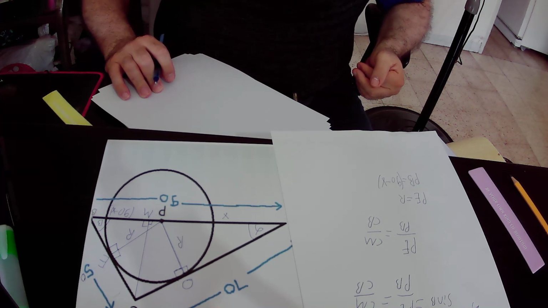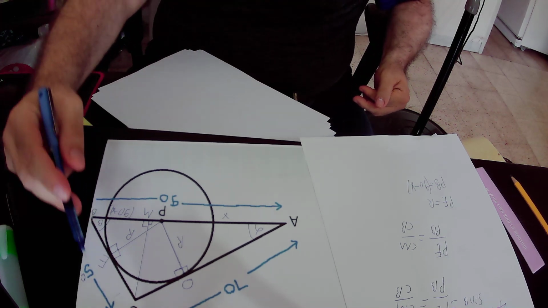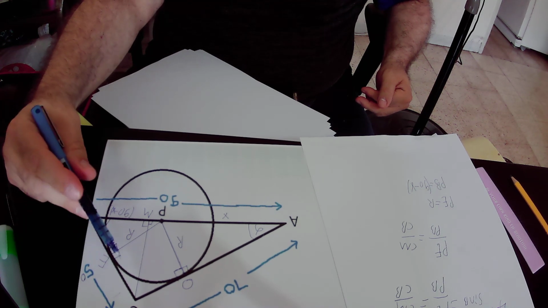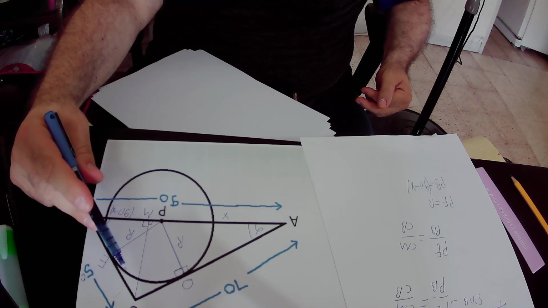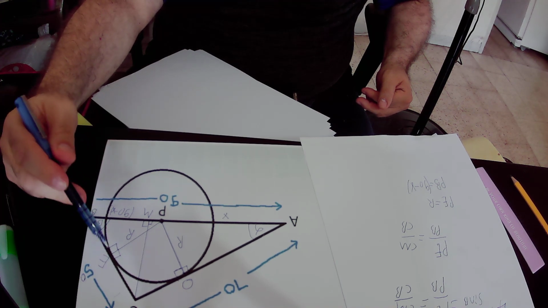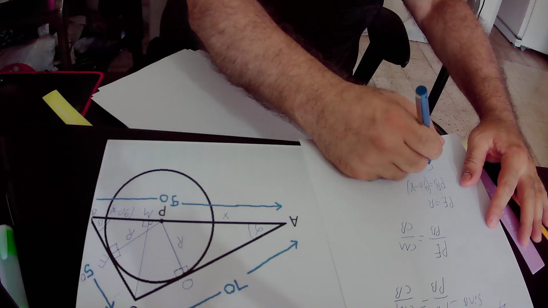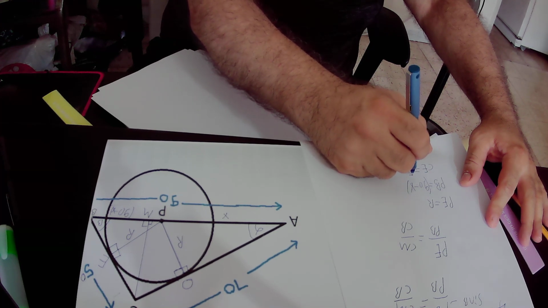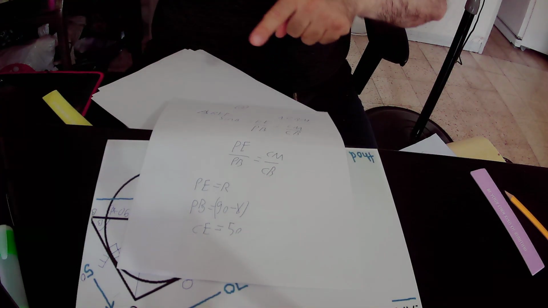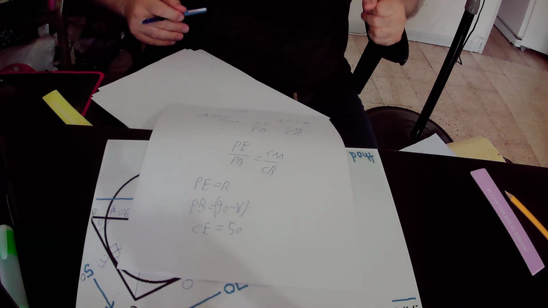And CB is given to us in the question. We have in the question the data that CE equals 50 units. Okay, I will write it here. CE equals 50 units. So PE equals R, PB equals 90 minus x, and CE equals 50 units.